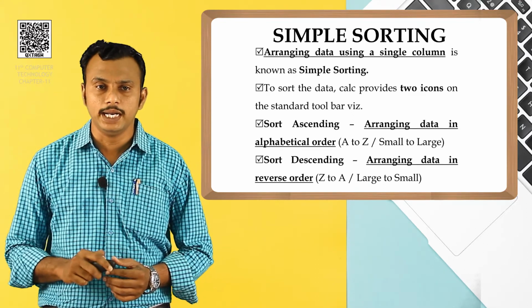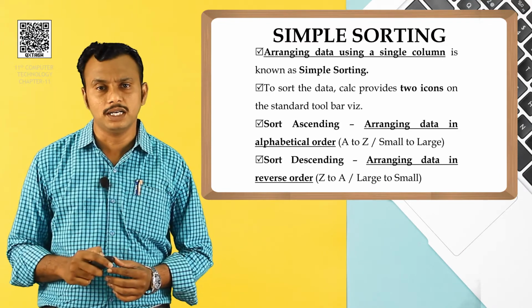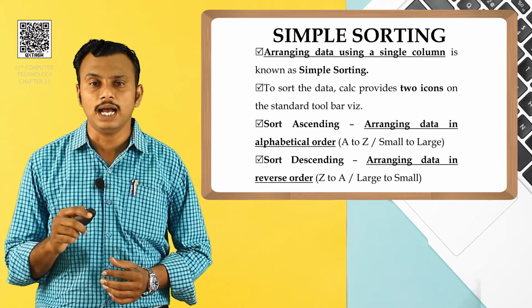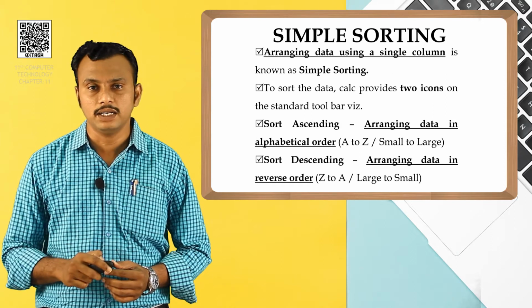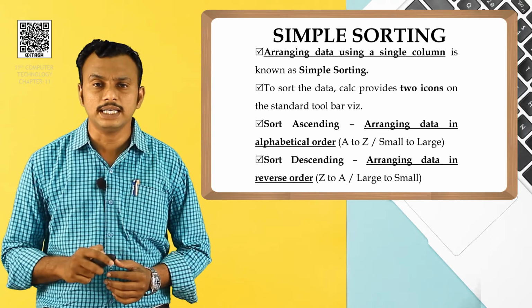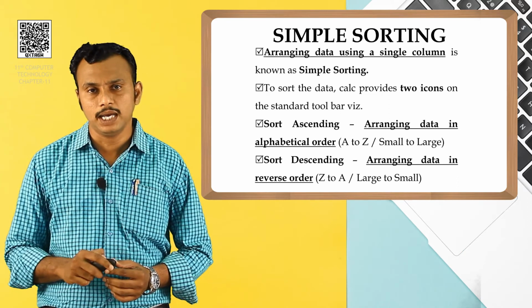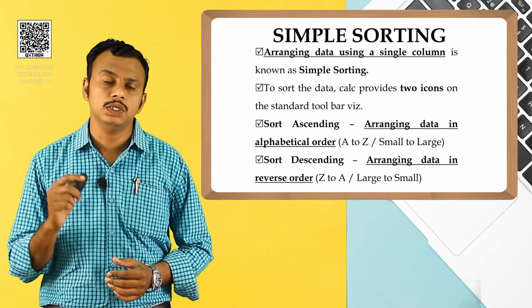Whenever we want to arrange the data by a single column, you can use two icons. What are the two icons? First is the sort ascending icon, and the second one is the sort descending icon. What is meant by the sort ascending icon? Arranging the data in alphabetical order, that is small to large, that is A to Z.